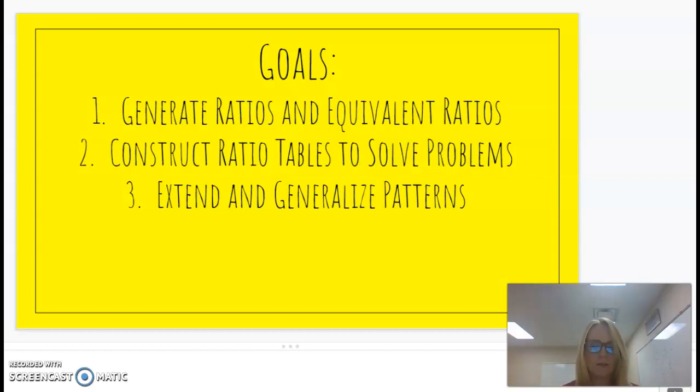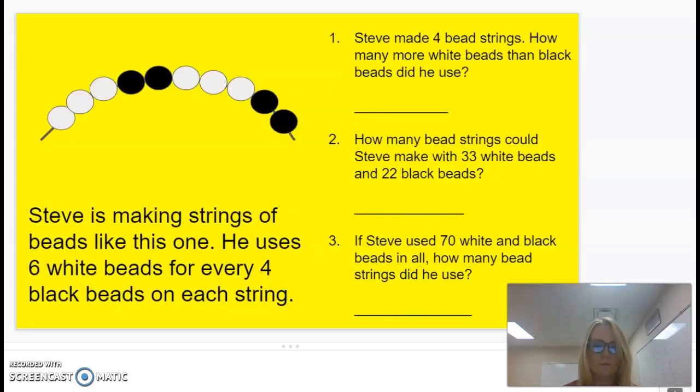There are 2 types of slides in this activity. In this type, you are shown a bead string with a pattern. This pattern is 3 white, 2 black, 3 white, 2 black. So for the whole string, Steve uses 6 black beads and 4 white beads. Now, the next 2 questions are going to relate to this pattern. But before we move on, we're going to complete a ratio table for this information.